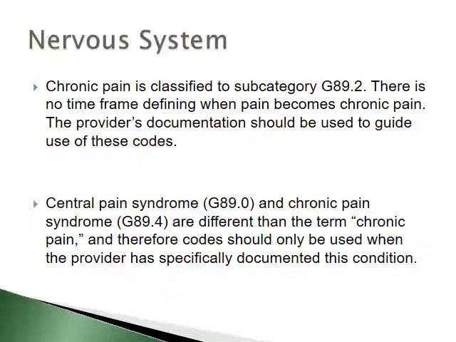Central pain syndrome G89.0 and chronic pain syndrome G89.4 are different than the term chronic pain, and therefore codes should only be used when the provider has specifically documented this condition.